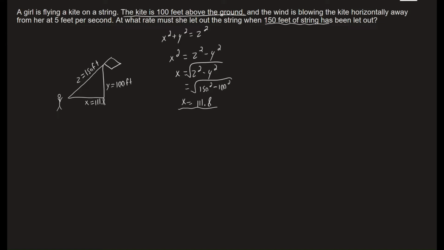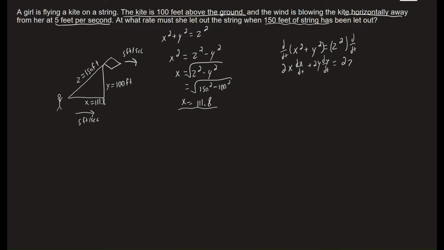The question also says the kite is moving horizontally away from her at 5 feet per second. So that means that this is moving at 5 feet per second, and you could also write that down here. It makes it easier to see. Okay, now we could set up Pythagoras theorem, and let's differentiate it with respect to time on both sides. So we're going to get 2x dx over dt plus 2y dy over dt equals 2z dz over dt.